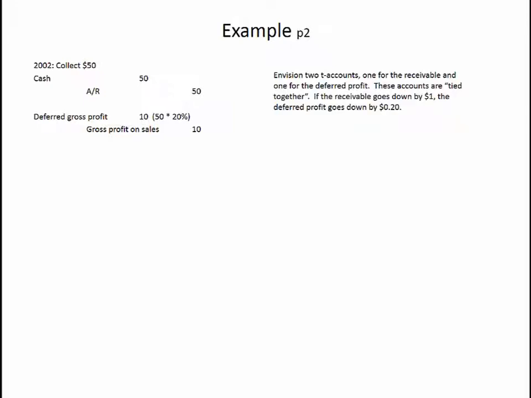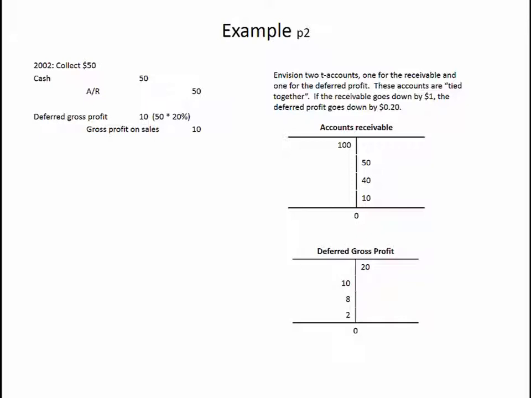Now let's go ahead and envision two T accounts, one for the receivable and one for the deferred profit. These accounts are sort of tied together. If the receivable goes down by $1, the deferred gross profit goes down by 20 cents. So here are our two T accounts. We have our initial balance where the deferred gross profit is $20, the receivable is $100, so the deferred gross profit is 20% of the receivable. Every time the receivable changes, the deferred gross profit changes by 20% of that amount.